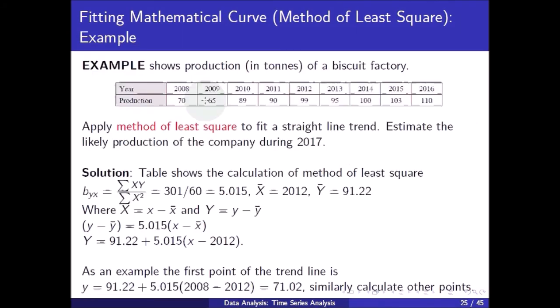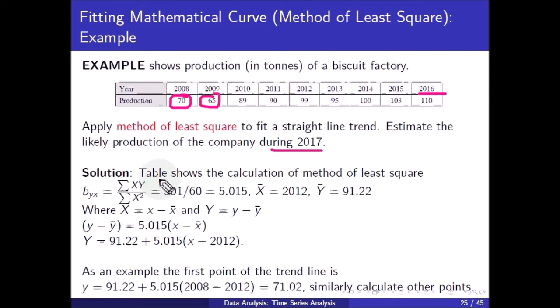Now, fitting a mathematical curve, or the method of least squares. The table shows the production of a biscuit factory between 2008 and 2016. The production is in tons: 70 tons, 65 tons. Apply the method of least squares to fit a straight line trend. Estimate the likely production of the company during 2017. Already we have discussed this method of least squares in the regression video.